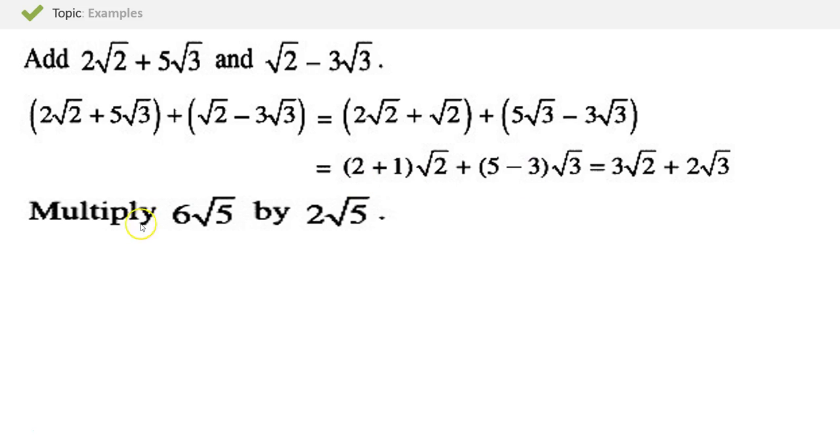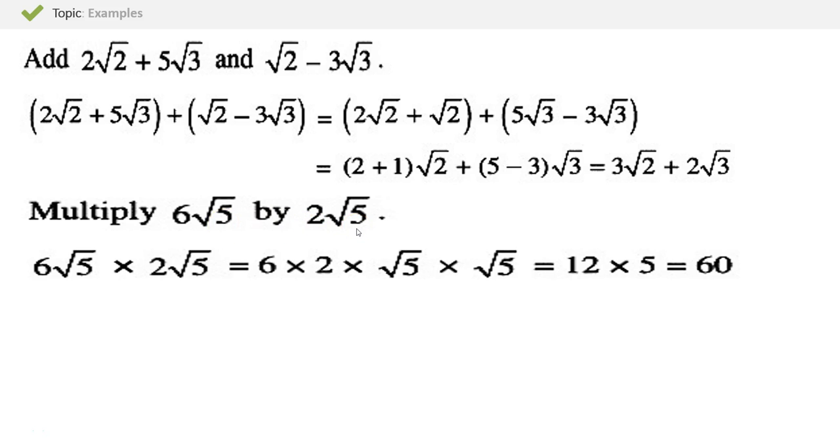Now if you try to multiply 6 square root of 5 by 2 square root of 5, what do you get? Again, you can arrange them in a way where 6 square root of 5 multiplied by 2 square root of 5 can be represented as 6 multiplied by 2 into square root of 5 multiplied by square root of 5, which in turn will give you 5, and 6 multiplied by 2 will give you 12. So 12 multiplied by 5 gives you 60.